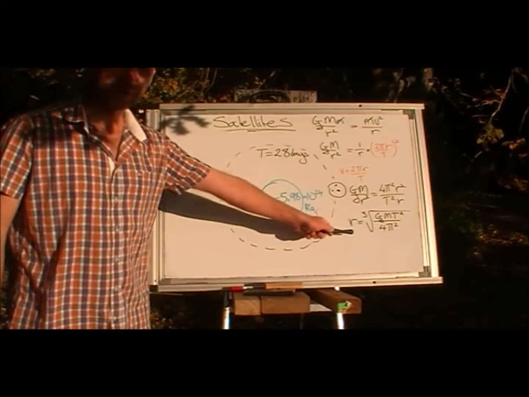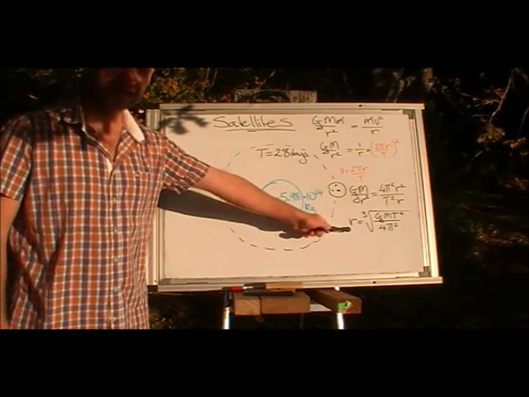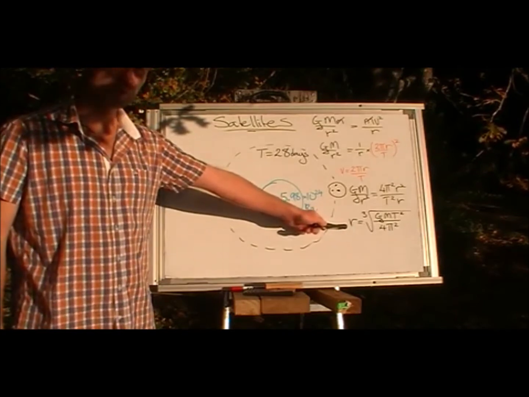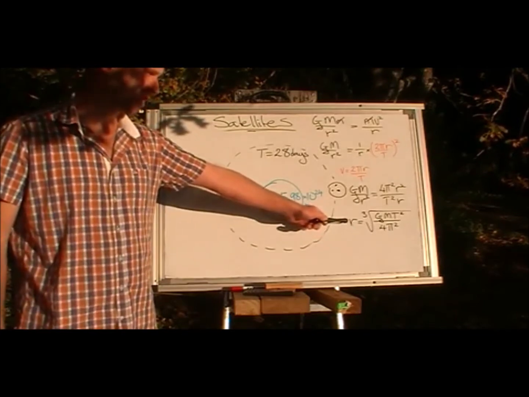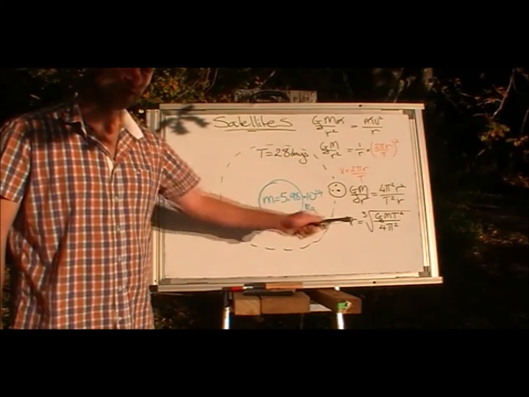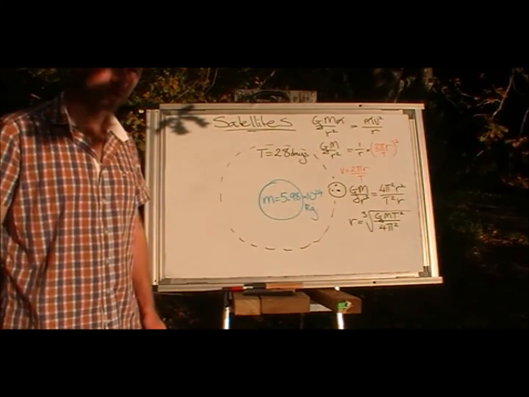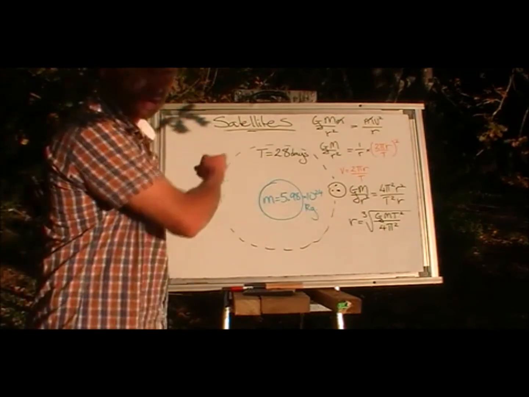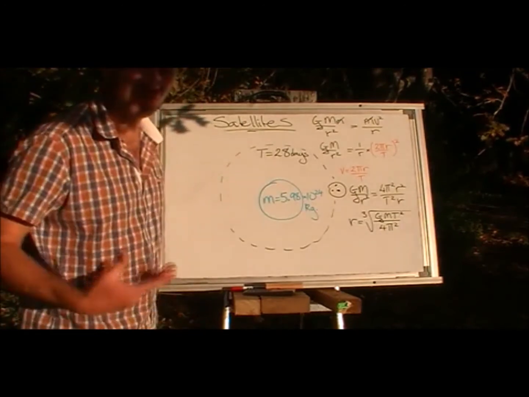Hopefully you ended up with something like that. The radius is equal to the cubed root of GMT squared over 4 pi squared. Not often we get to do a cubed root, is it? 28 days is no good. Let's convert that to seconds.